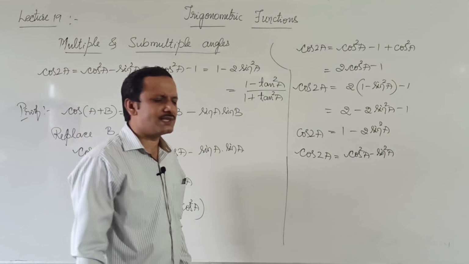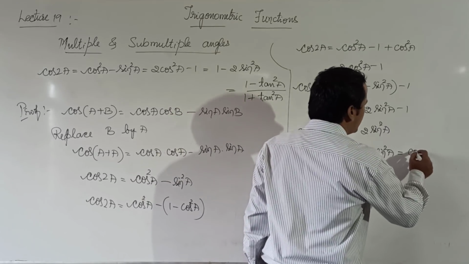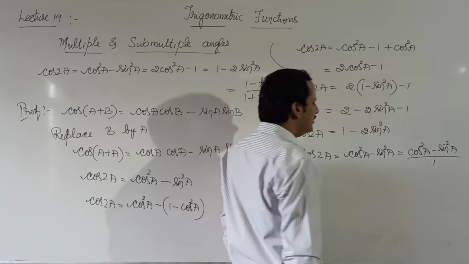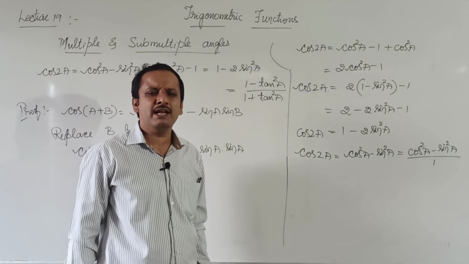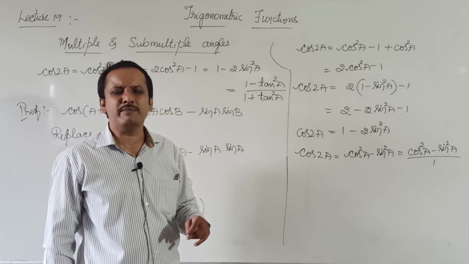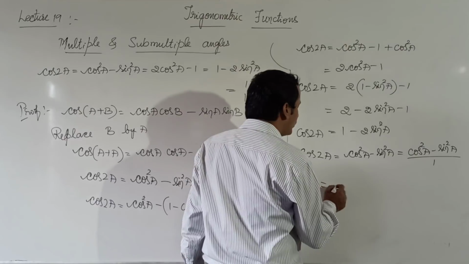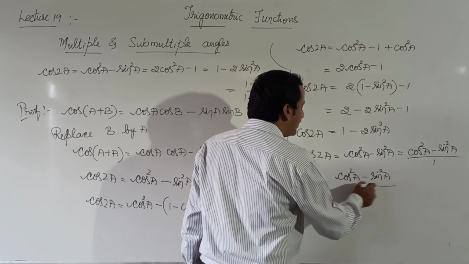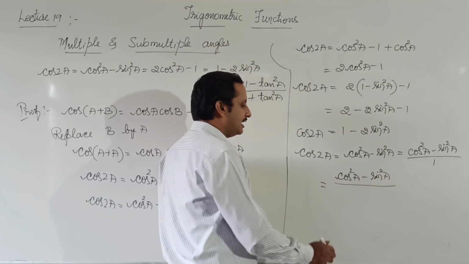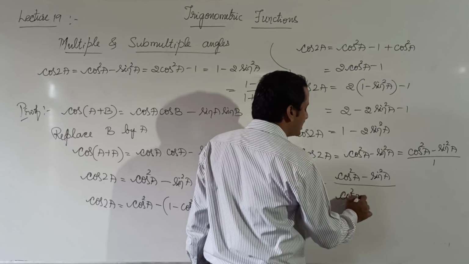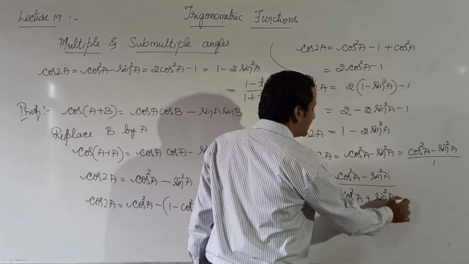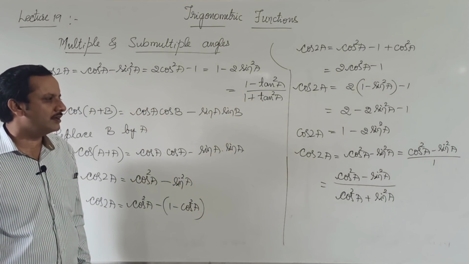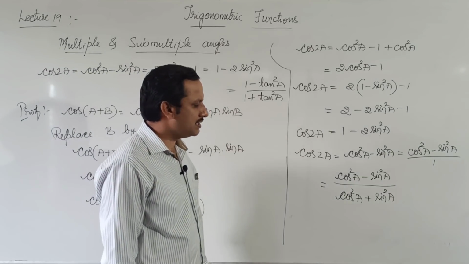Now cos square a minus sin square a is also equal to cos square a minus sin square a divided by 1. Now that 1, you know what to do, like what we did in the previous case. That 1 we shall write as cos square a plus sin square a. 1 can be written as cos square a plus sin square a.